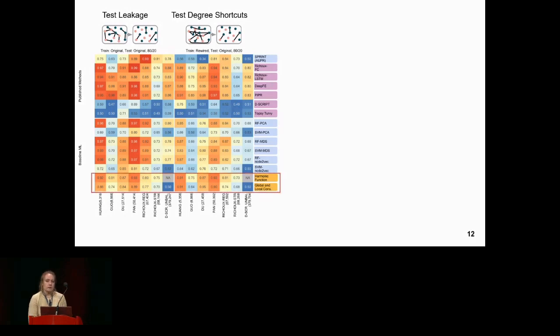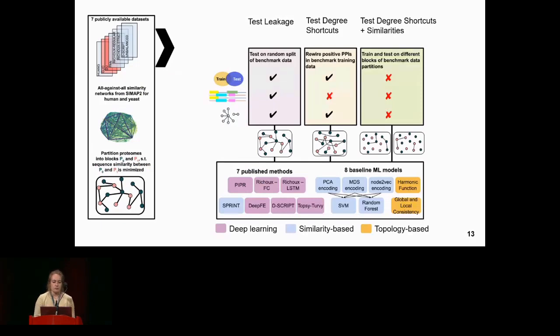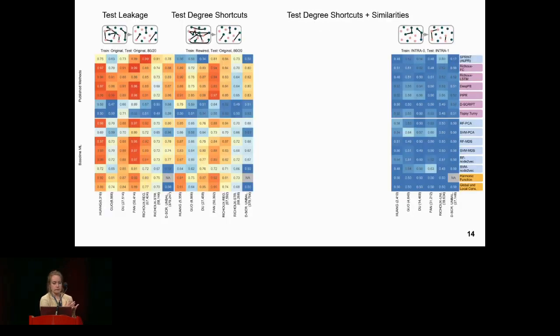So for our final test, we wanted to see what happens if we take this data leakage away. And this is where the similarity network comes in and the partitioned proteomes, because now we went back to our 7 original datasets and repartitioned them such that we trained only on proteins where both proteins were contained in block P0 and tested only where both proteins were contained in P1. Like that, we had no overlap, so we could no longer leverage these features. And these were the results here.